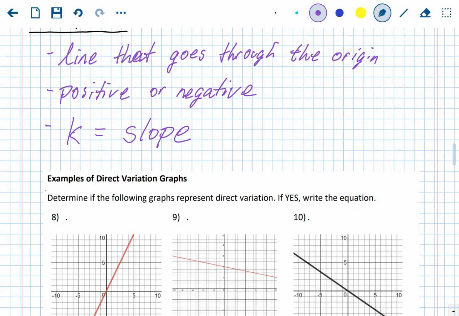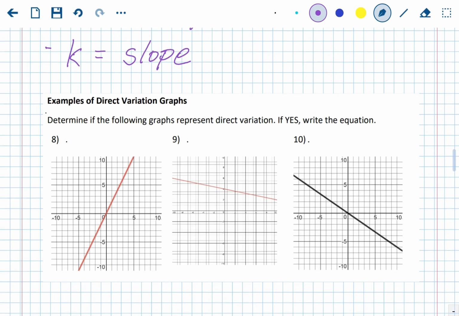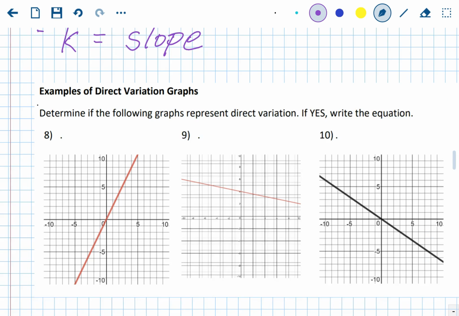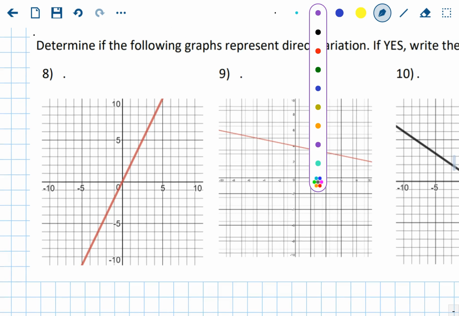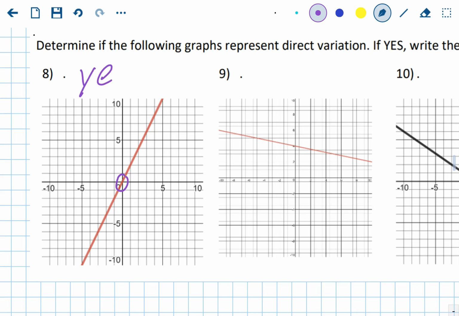So let's look at the graph examples. Determine if the following graphs represent direct variation. If yes, write the equation. So number 8, the first one. Does it go through the origin? Yes, it does. Okay, which means it is direct variation. So we'll have to find the k value if we want to write the equation. We're going to have to find the slope.